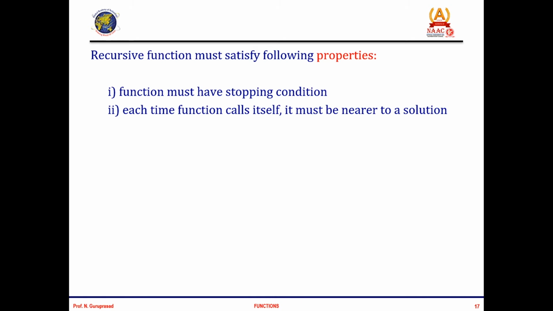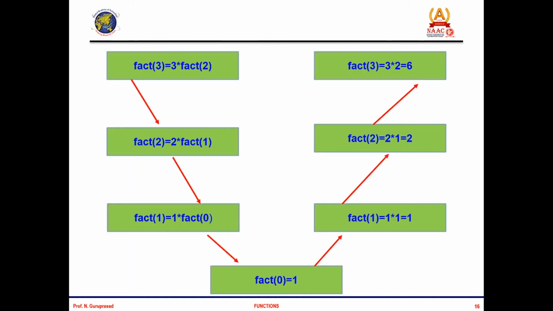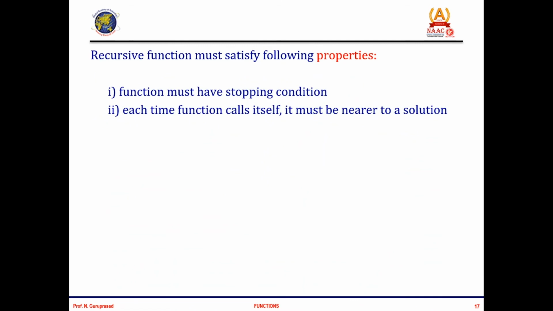Second, each time the function calls itself, it must be nearer to the solution. Have a look at it. I was trying to call factorial 3, then we went to factorial 2, then factorial 1, factorial 0. We were going close to the solution, right? Now, when you reverse back, factorial 0 was 1, then factorial 1 was 1, factorial 2 was 2. So when I come to factorial 2, I'm just one step away from factorial 3. That is what we mean when we say that each time the function calls itself, it must be nearer to the solution.